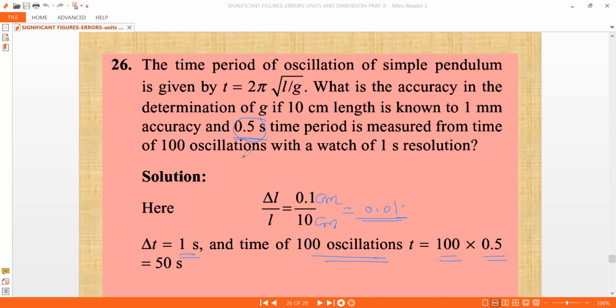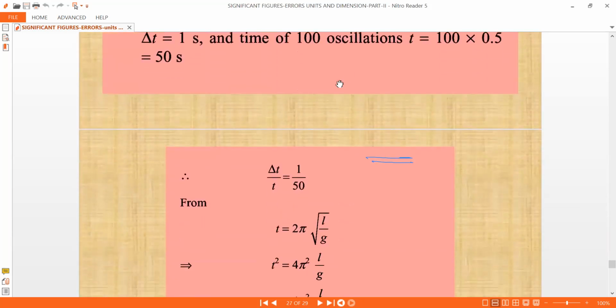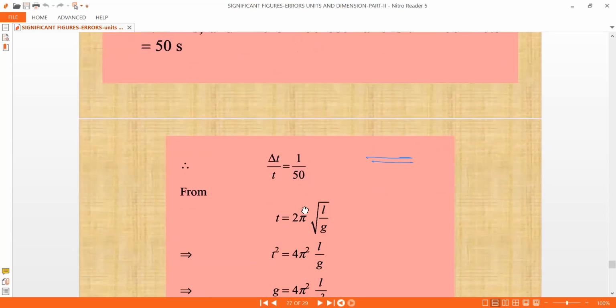And then measured from the 100 oscillations. So for the 100 oscillations, you have 100 into 0.5. Okay. Right. And it is having 1 second resolution, that is delta T. Delta T is 1 second resolution, and the accuracy, it is accurate up to 0.5 seconds. So 0.5 into this 100 you are getting, that is about 50 seconds. Okay, clear. And then after doing this measurements, your stopwatch is having 1 second resolution. That is the error what we are seeing while taking all these measurements. So you have delta t by t is 1 by 50.